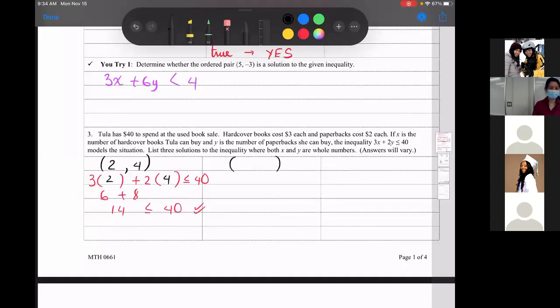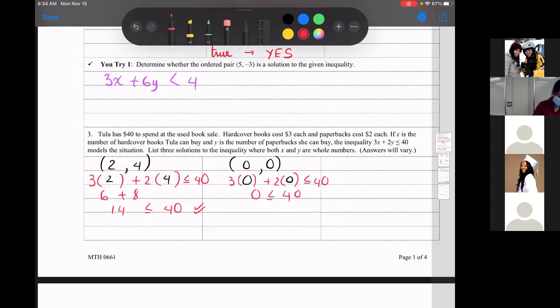Someone else. You don't buy any book at all? It's not wrong. You don't want to buy any book, you're just gonna put it in your savings account. That's okay. But let's say we buy some books. You know what? Let's say 0, 0. Yeah, I'm gonna pick 0, 0. Michael doesn't want to buy any book. So 3 times (0) plus 2 times (0) is less than or equal to 40. You plug in 0, 0, that's fine. So 0 is less than or equal to 40.